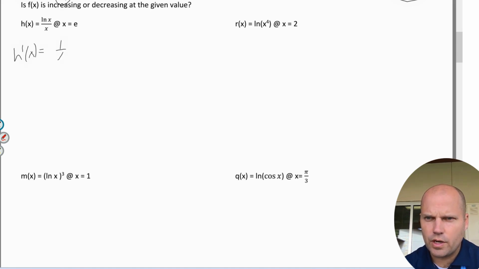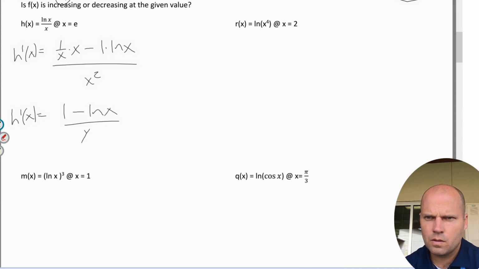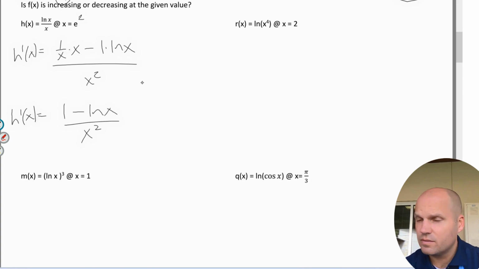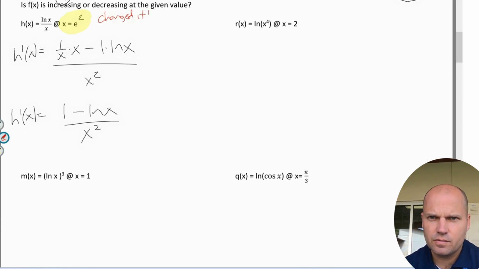We use the quotient rule here. This is a very common one we're going to look at. Going to simplify e. Well, this is a bad question. Changed it. Heads up, changed it. If you're skimming through, I changed it.